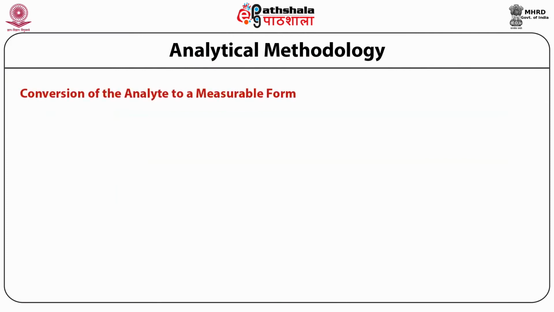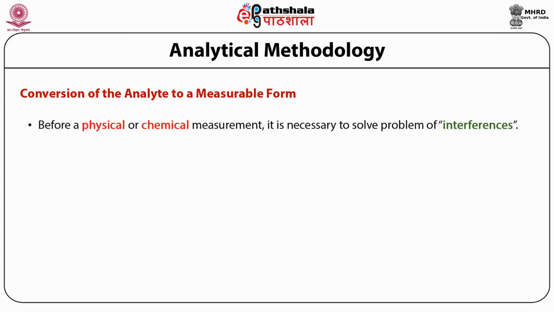The conversion of the analyte to a measurable form. Before a physical or chemical measurement is made to determine the analyte in a solution of the sample, it is necessary to solve the problem of interferences.